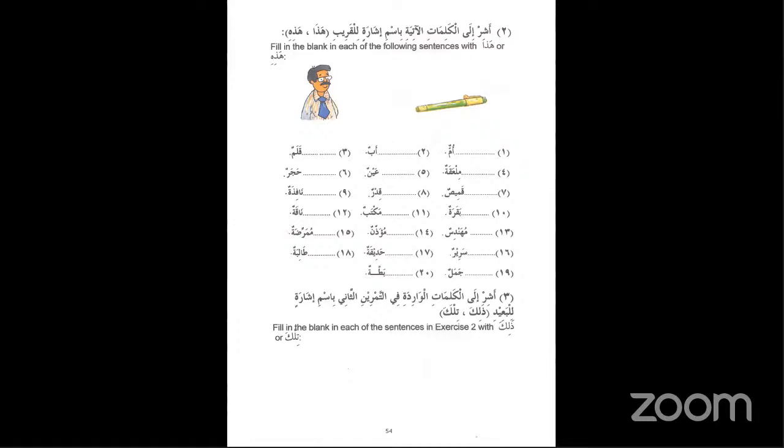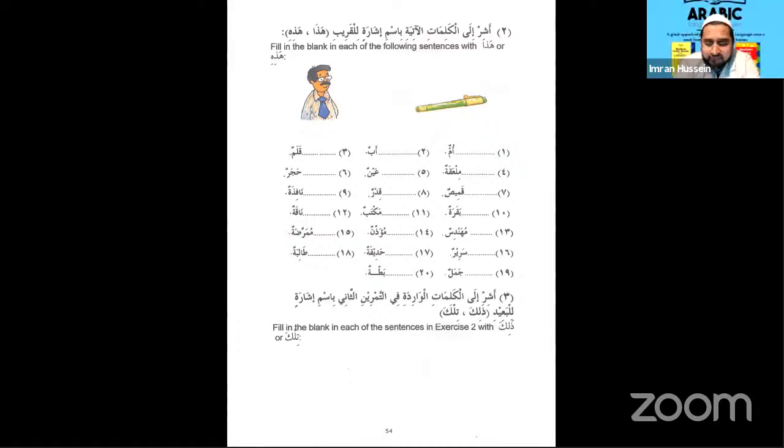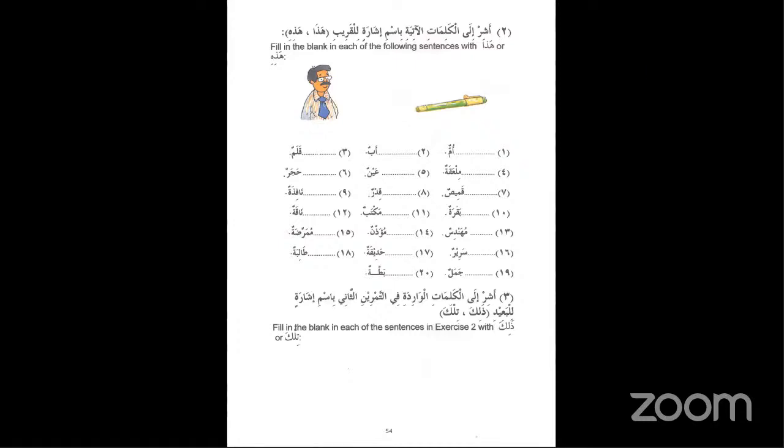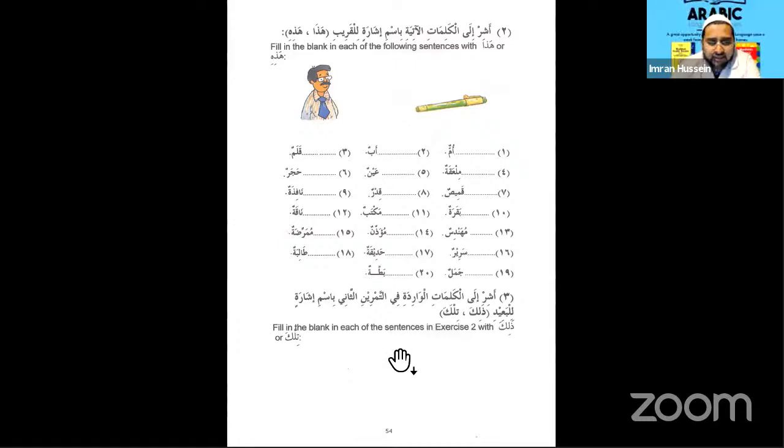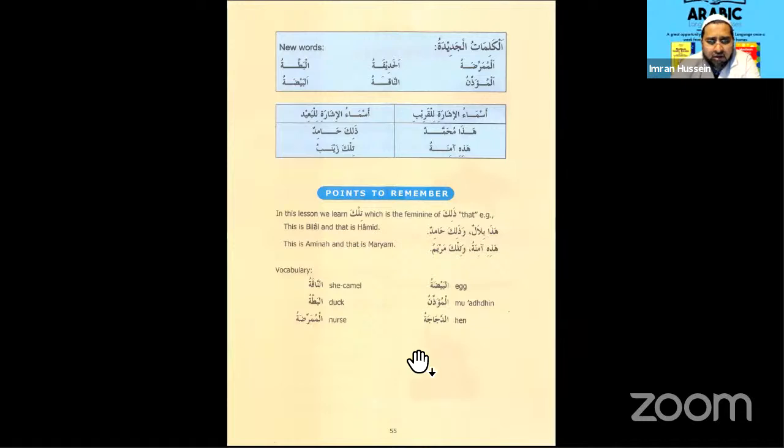Hadha sarirun. I've forgotten sarir. Bed. That's a bed. Hadhihi hadiqatun. This is a purse. Garden. Oh, garden, sorry. Garden, yeah. Hadhihi talibatun, this is a female student. Hadha jamalun, this is a camel. Hadhihi battatun, this is a duck. Excellent. Now, dhalika and tilka. That's the next exercise, which they haven't got.